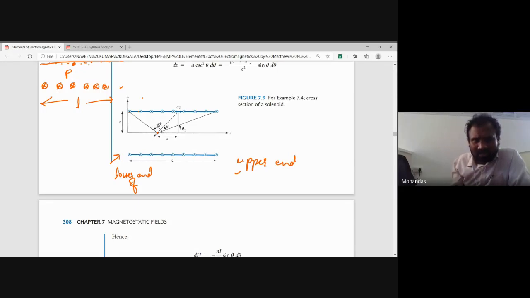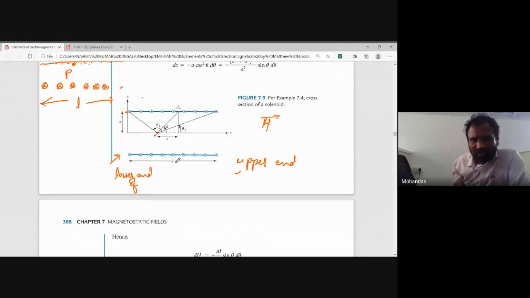And theta 1 is the angle made by this axis and the line joining the point P to the lower end. That is theta 1. What about theta 2? And if you want to calculate H, imagine that the solenoid is placed along the z-axis.